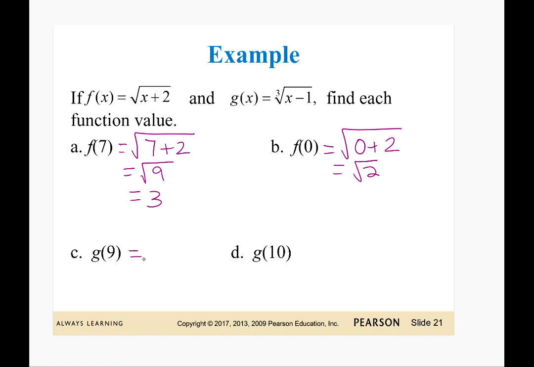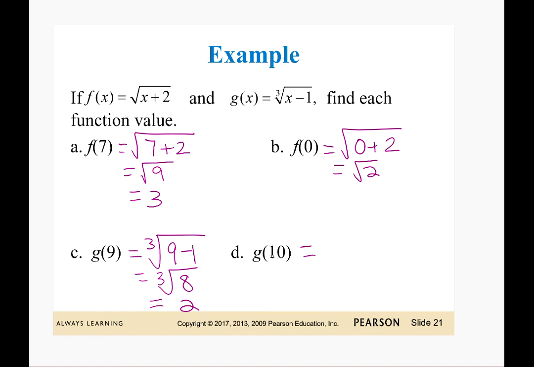This time we're going to look at g. This is a cube root. So we're going to take the cube root of 9 minus 1. 9 minus 1 is 8. And we already know that the cube root of 8 is 2, right? 2 times 2 times 2 is 8. 8 was one of our perfect cubes.